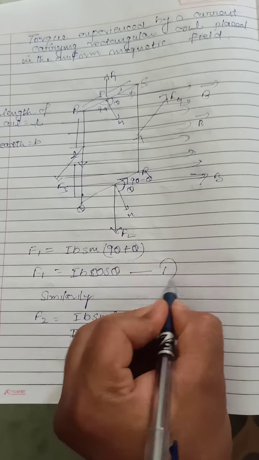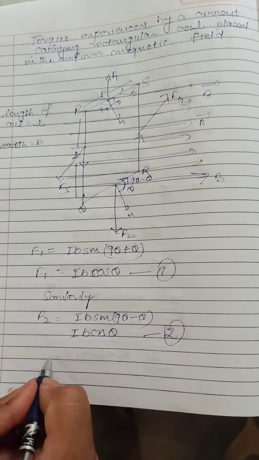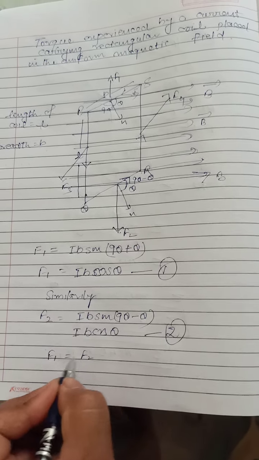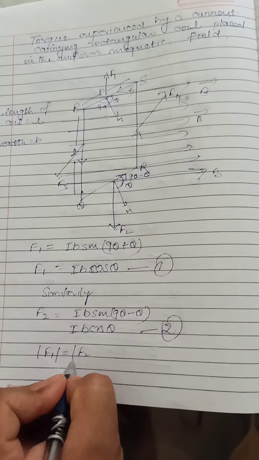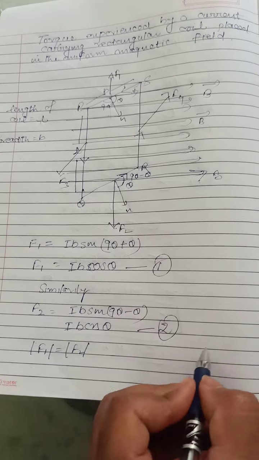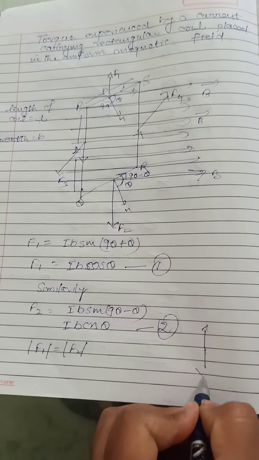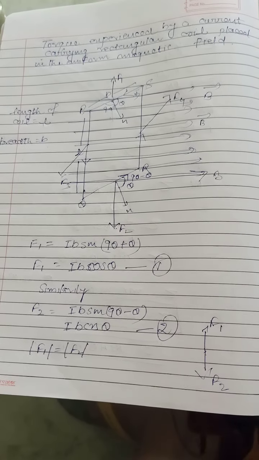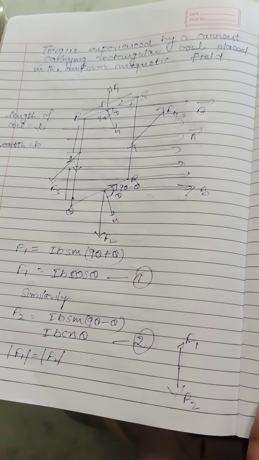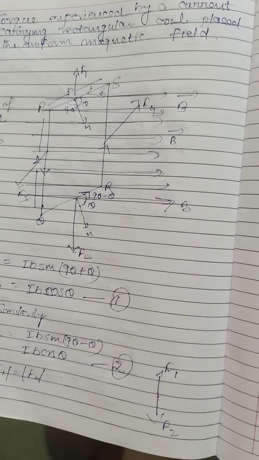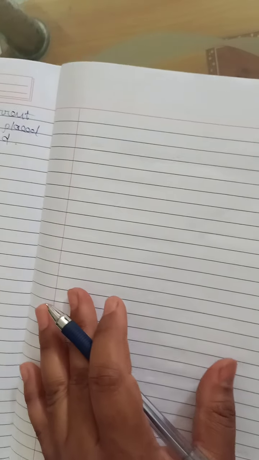Now from this equation and this equation, it is very clear that F1 and F2 are equal in magnitude, opposite in direction, and acting along the same line of force. So they are not contributing to produce any torque. So no torque is experienced by the coil due to these forces.